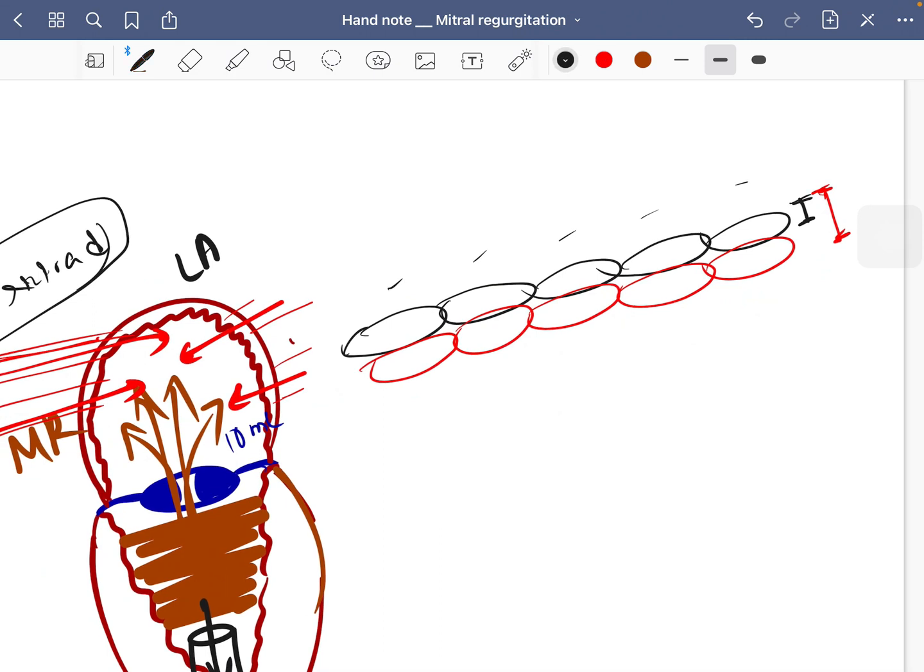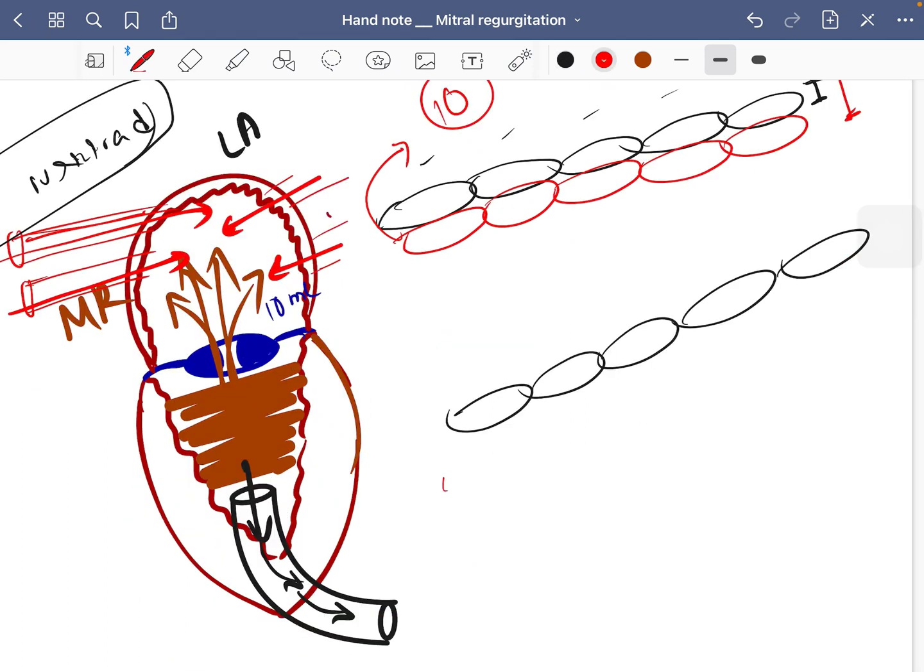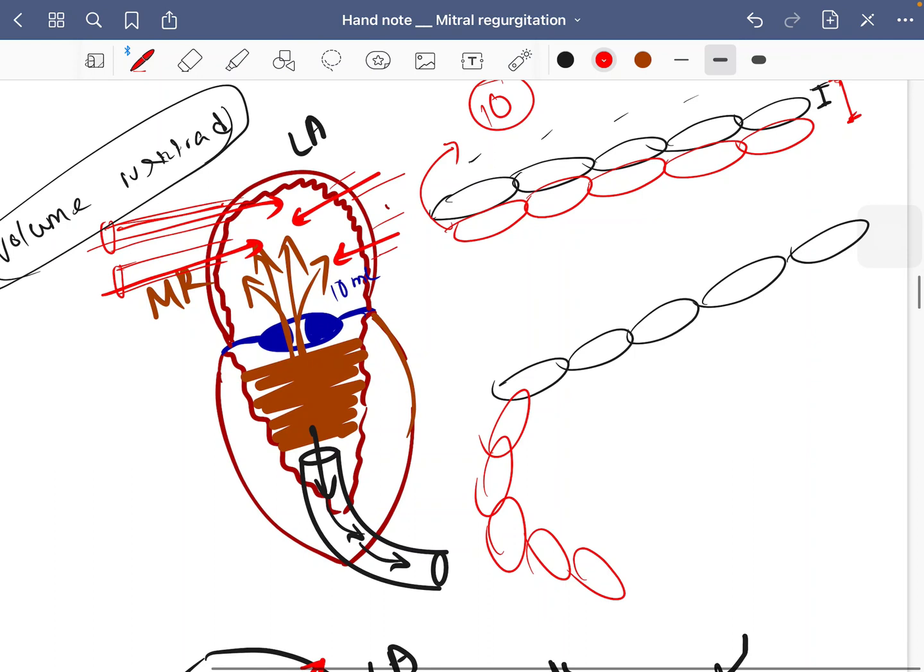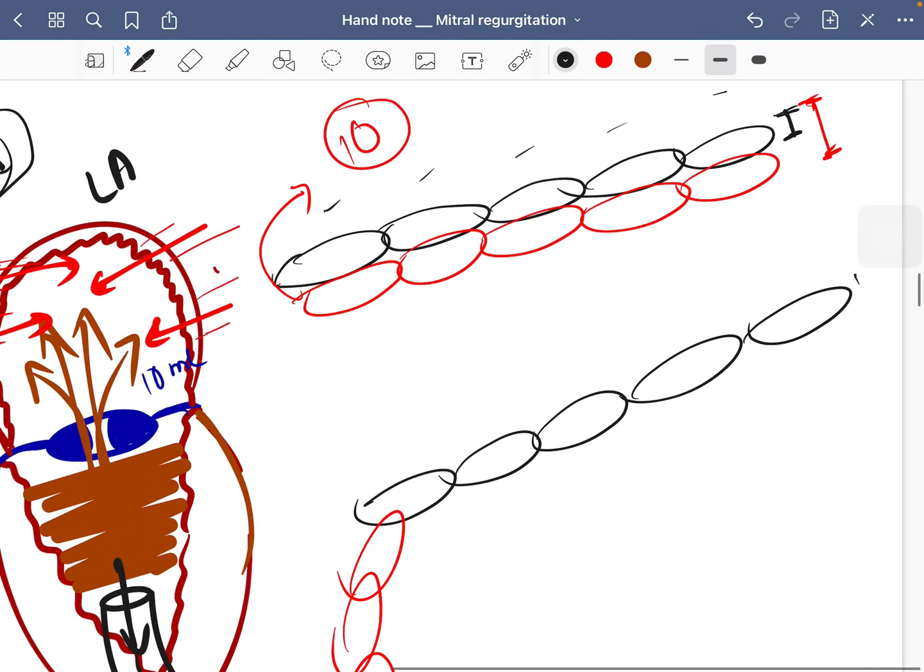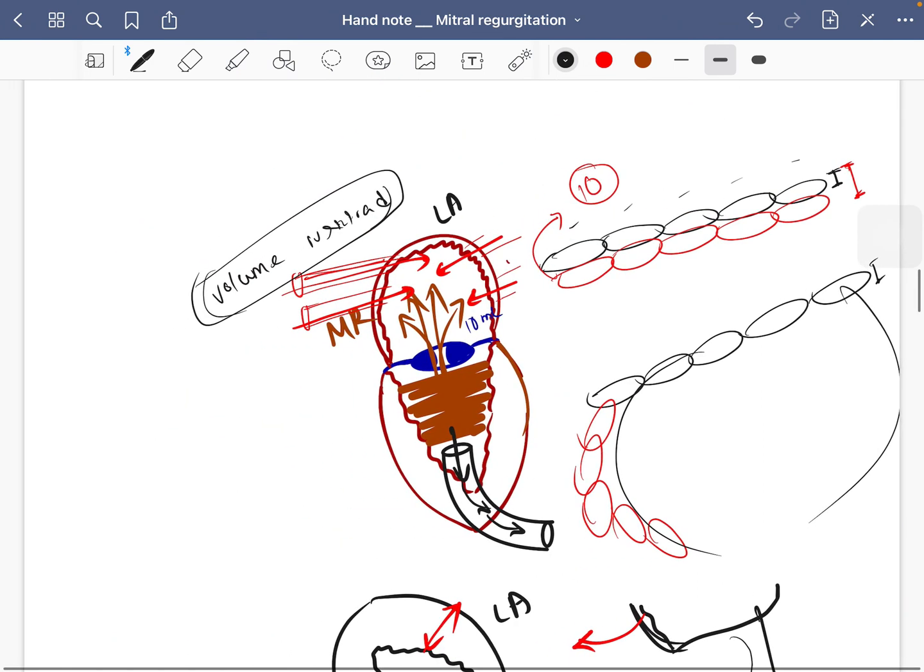But in case of eccentric hypertrophy, how many cells are there? There are 10 cells. But in eccentric hypertrophy, the orientation of the cells will be different. Now I'm adding the extra cardiomyocytes here, and the wall thickness isn't increased, but the volume is increased. So due to the alignment or orientation of the cardiomyocytes, either concentric or eccentric hypertrophy happens.